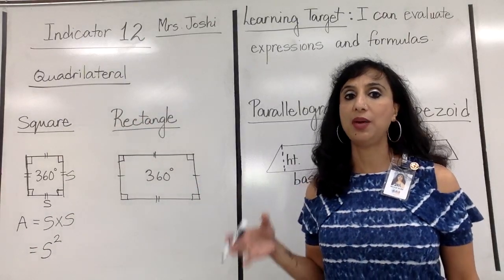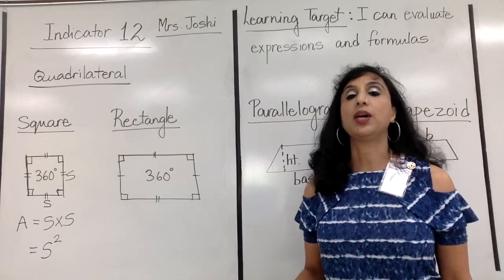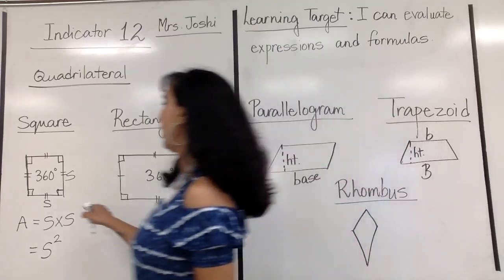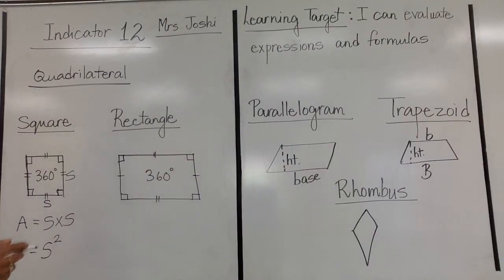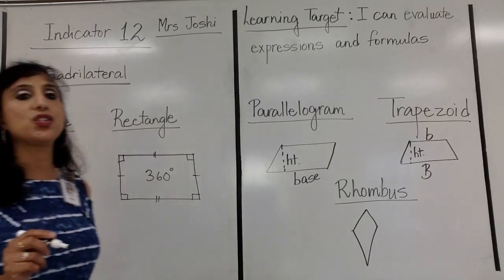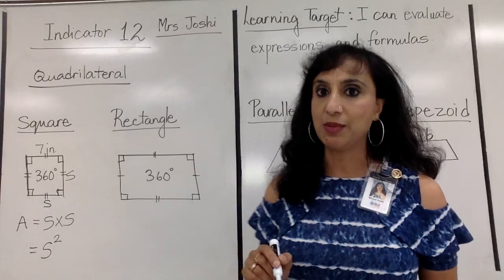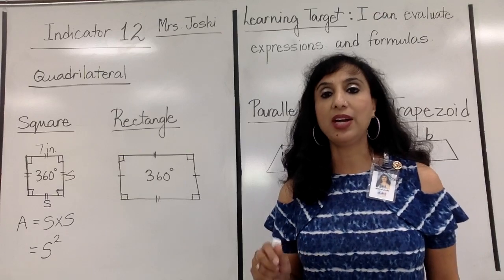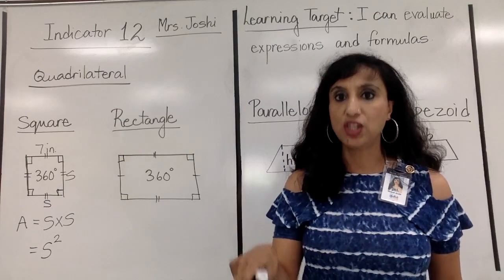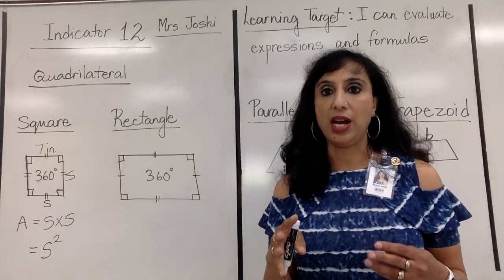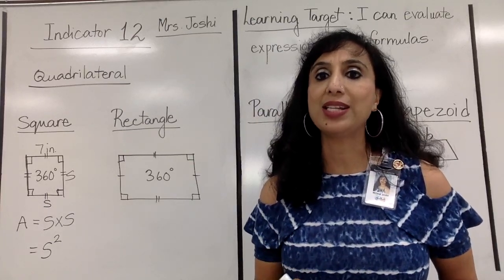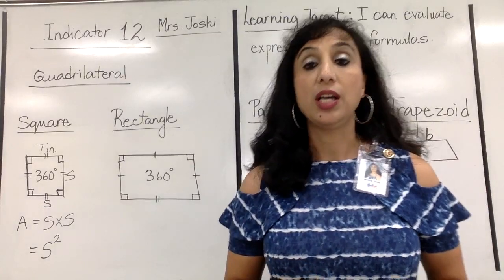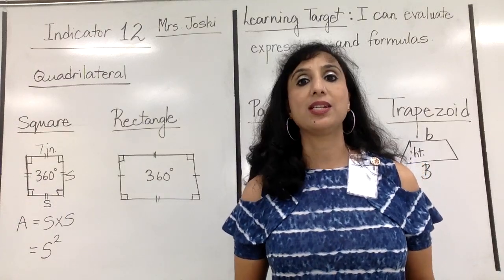Okay, and I'm going to show you why we have that formula in a minute. Okay, so in this case, if I said one side of the square is 7 inches, what would the area of the square be? Please do not do 7 times 4, because that will give you the perimeter. Perimeter is the distance around a shape. We are talking about area. The number of square units inside a shape is called area.